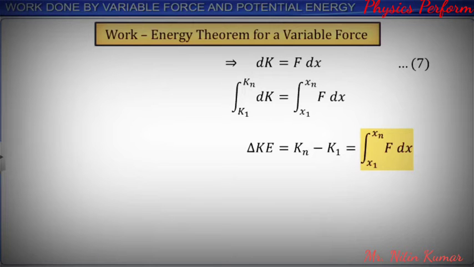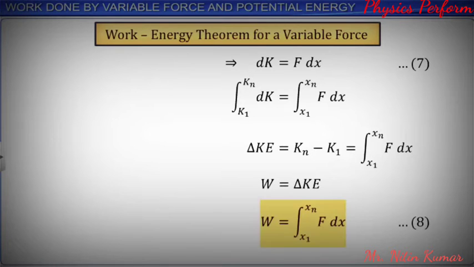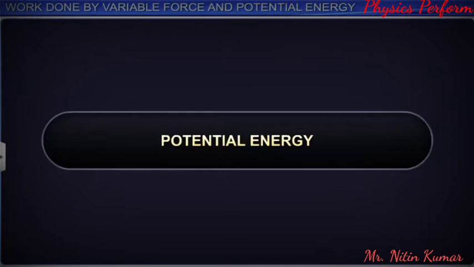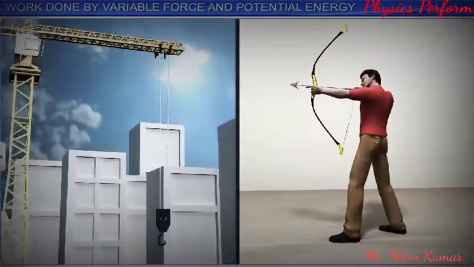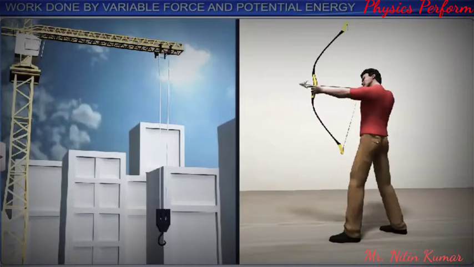Thus, we see that the work done by a variable force on a body is equal to the change in kinetic energy of the body. This proves that the work energy theorem holds true for a variable force. Now let us learn about potential energy. The energy stored in a body by virtue of its position or configuration is called potential energy.